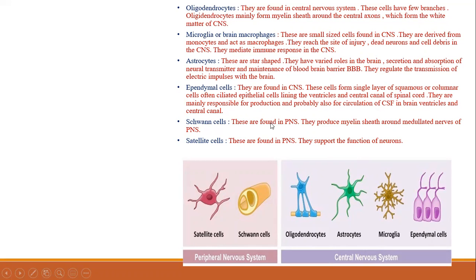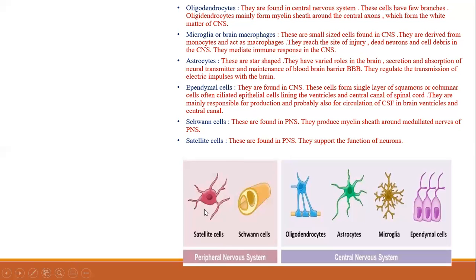Schwann cells, where are they found? So they are found in peripheral nervous system. Schwann cells and satellite cells you see in peripheral nervous system. They produce myelin sheath around the medullated nerves of PNS. Only the medullated nerves of PNS, means only the neurons of peripheral nervous system. Whereas myelin sheath in case of CNS is produced by oligodendrocytes and in PNS it is produced by Schwann cells. Satellite cells, they support the functions of the neurons and they are also present in peripheral nervous system.